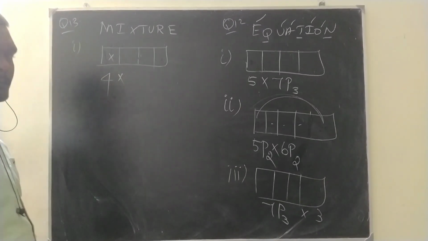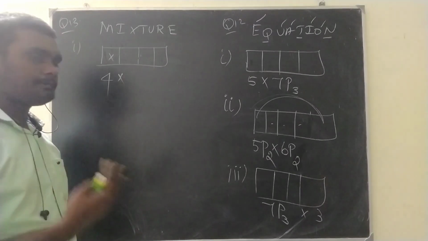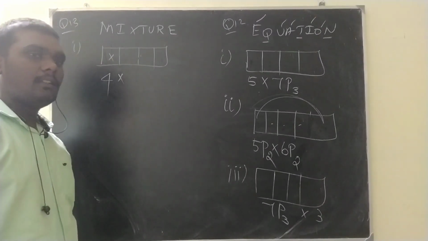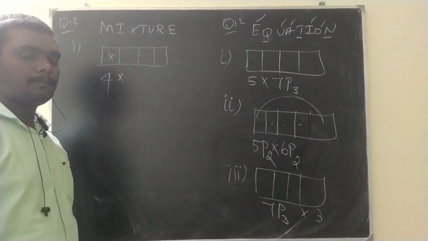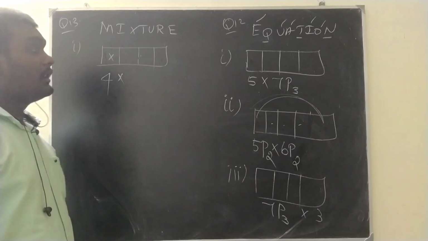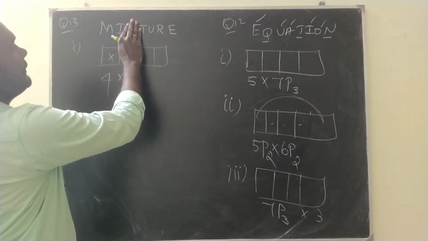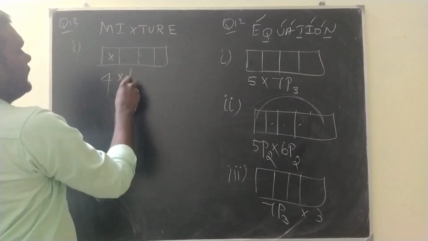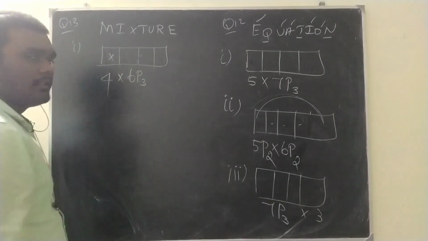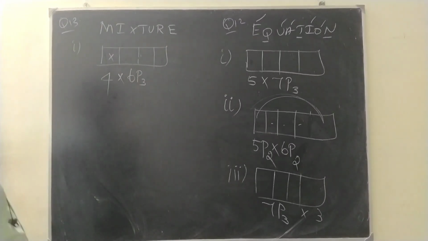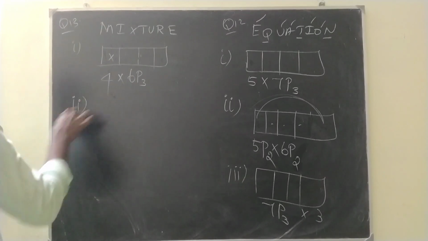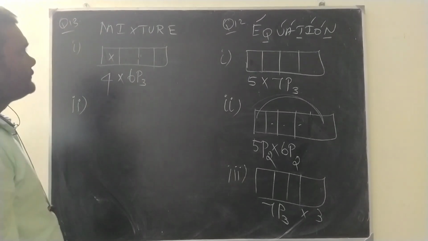After arranging the X, remaining how many boxes will be there? 3 boxes. In that, except the X, remaining things 6P3. That's all. And next, the second subdivision does not contain X.